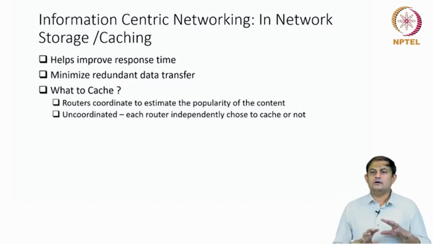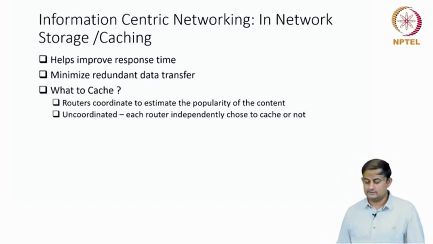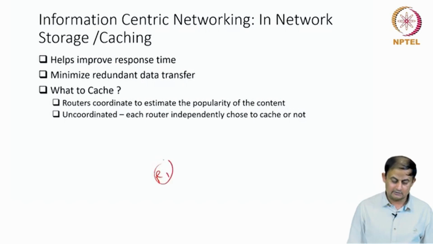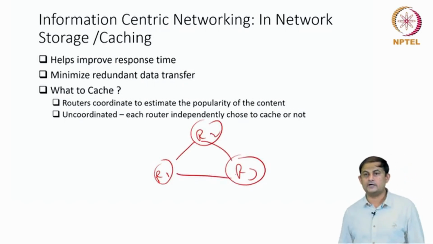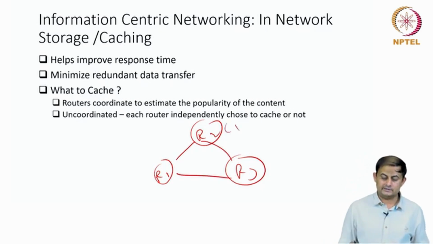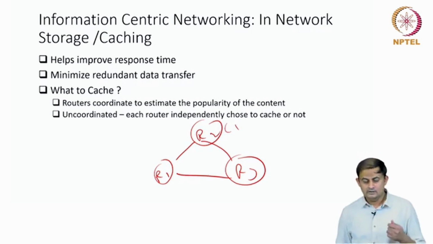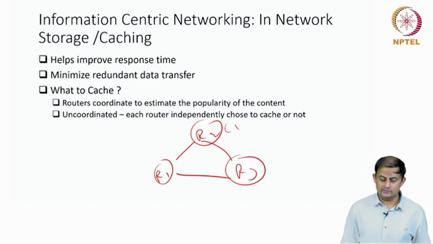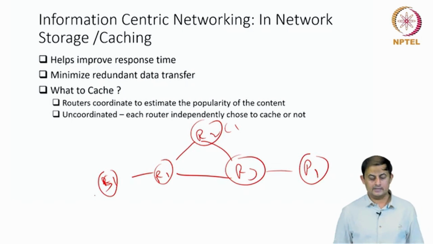One is called a coordinated mechanism to do the caching. Coordinated in the sense that, assume there are 3 routers or n routers in the network connected in some fashion, and R1 knows that some piece of content C1 exists in R2, which is the direct neighbor of R1, and the same copy C1 is passing from some producer P1 to some consumer, a receiver, maybe S1.